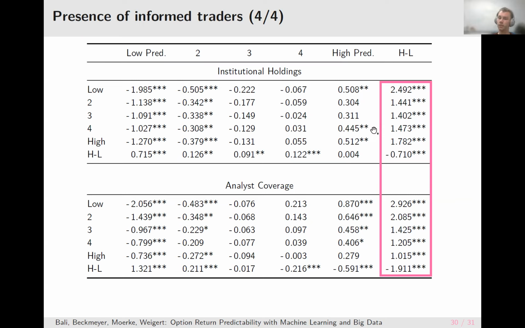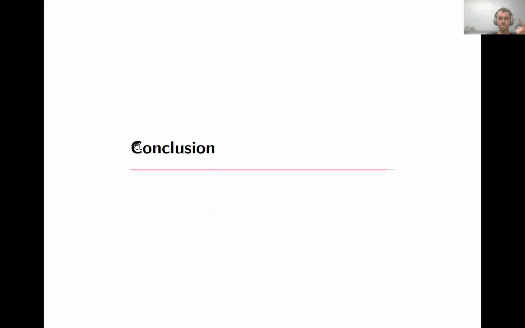but we find that in both cases, they're actually decreasing in the institutional holdings and the analyst coverage, right? So at least in part, and for the analyst coverage, this is actually monotonically decreasing, which is quite remarkable. So, at least in part, we can show that the predictability and the profitability of the resulting predictions is connected to the presence of informed traders. This is pretty much it.